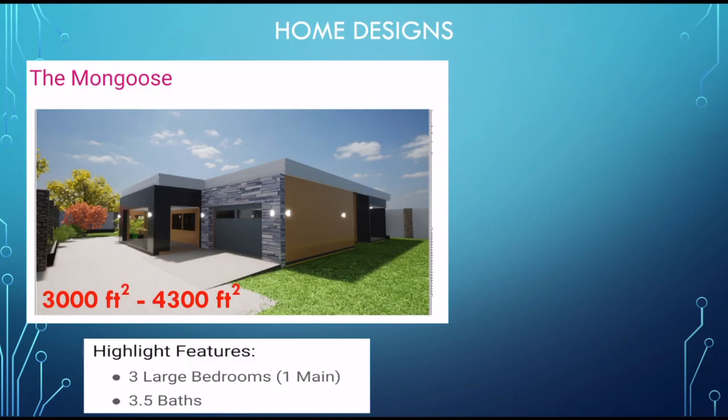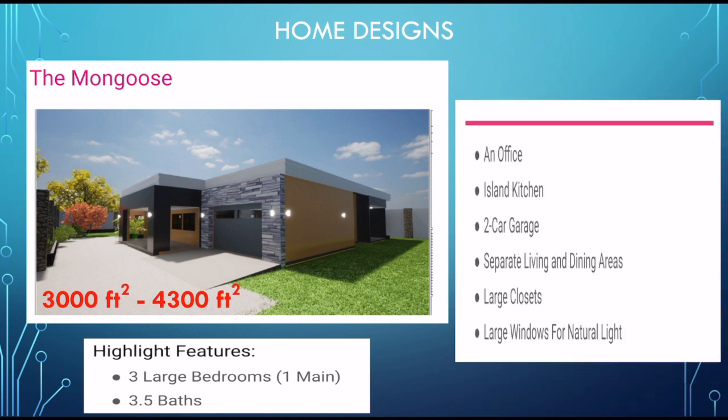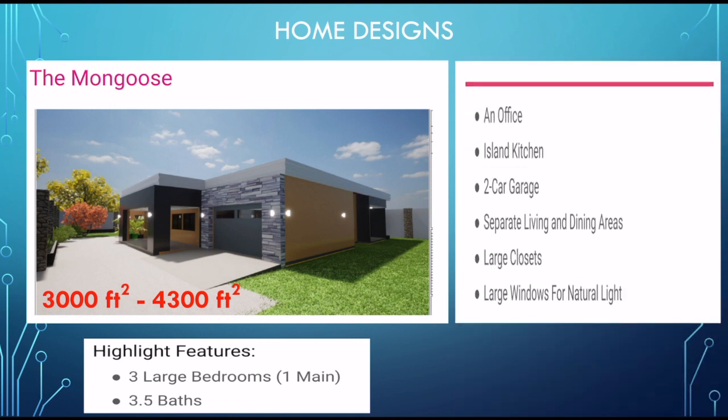So speaking of home designs, our first home design is the Mongoose. The Mongoose is a huge single-story building. It ranges in size from 3,000 square foot to 4,300 square foot. Some of the highlight features are that it has 3 large bedrooms, one of which is a main bedroom, and we have 3.5 baths. But that's not all, guys. It also has an office, an island kitchen, a 2-car garage, separate living and dining areas, large closets, and large windows for natural lights.